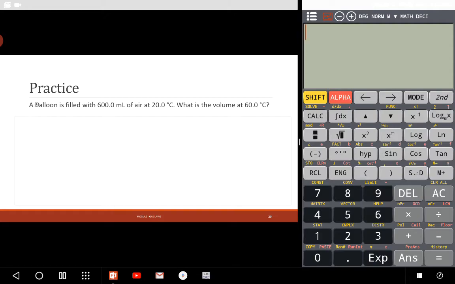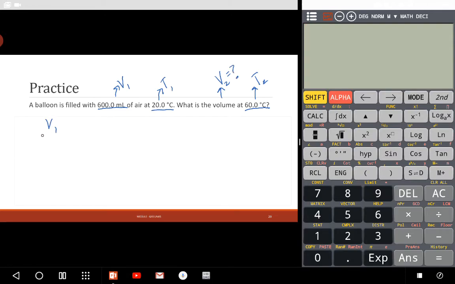Alright, let's go over this. It says a volume is filled with 600 milliliters of air. Milliliters is a volume unit. And at 20 degrees Celsius, that is a temperature unit. What is the volume at 60 degrees Celsius? So that is my final temperature. And then it's asking for volume. And so that is my question mark.